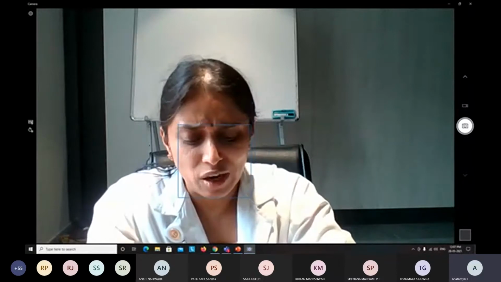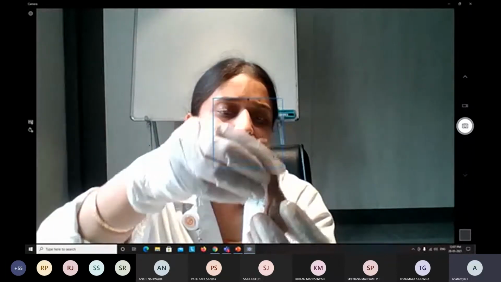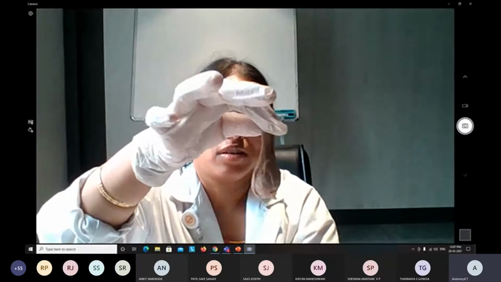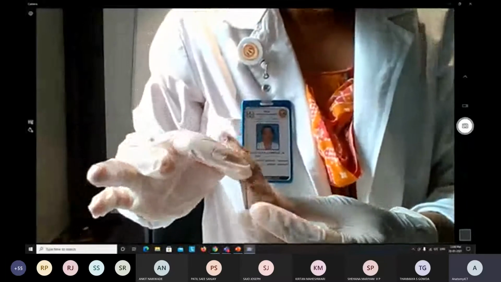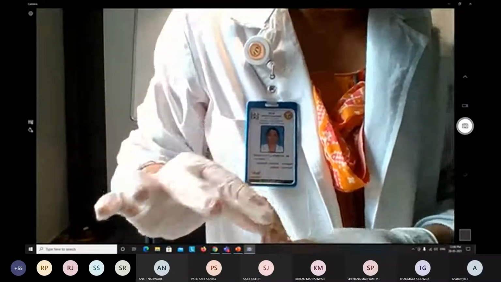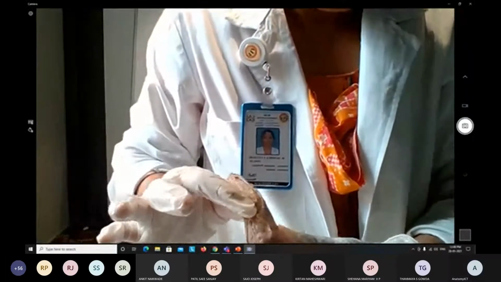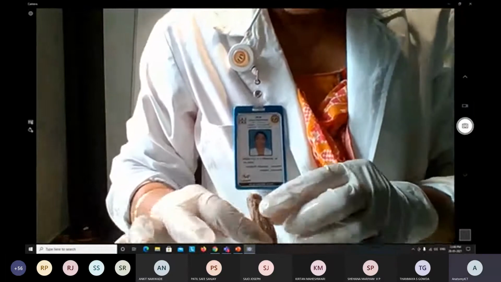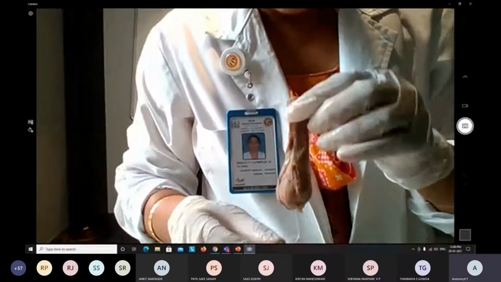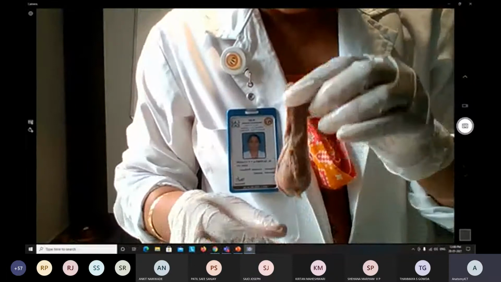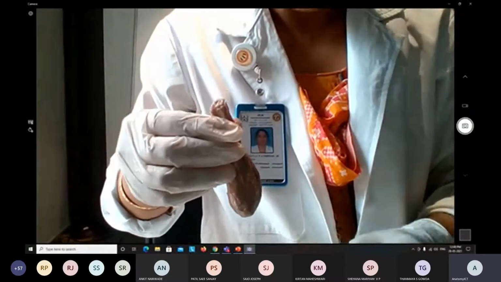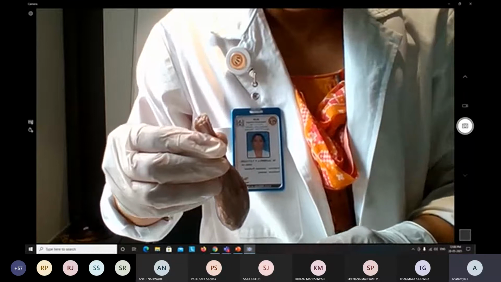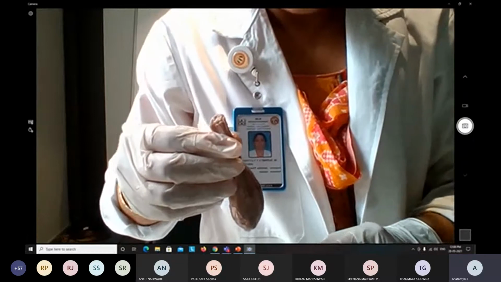Now, when we come to the testis, I will stand up, this will be better. Okay. So here, the right and left testis are hung in the scrotum. The left testis will be at a slightly lower level than the right. Clear? Left testis is slightly lower than the right.